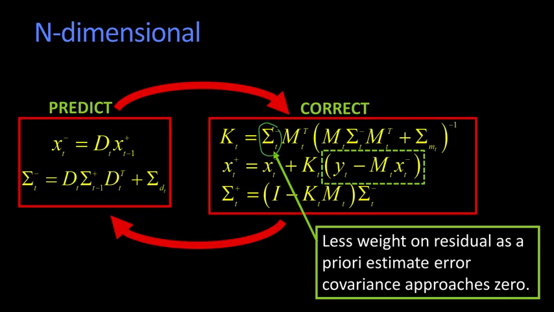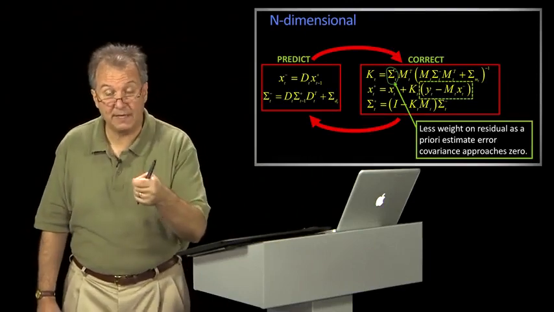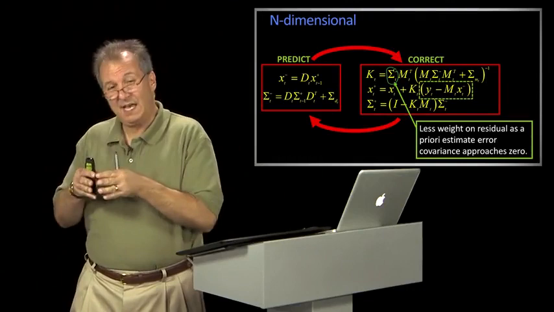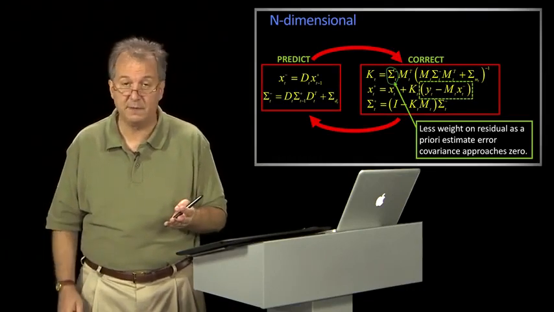But the idea is that it's getting smaller. As it gets smaller, the Kalman gain goes down, which is what you want to have happen, right? If the covariance of your prediction is very tight, I don't want to pay a lot of attention to my measurement, so I don't want to weight the residuals very much.